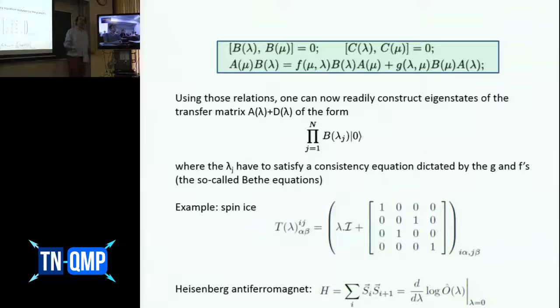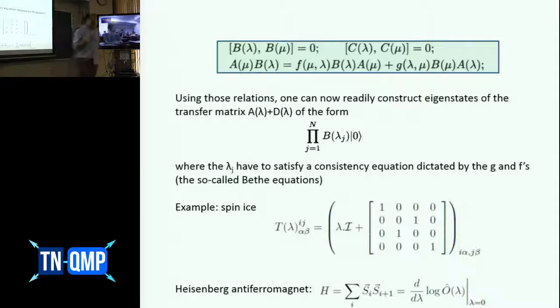So if you take the logarithmic derivative of these MPOs with respect to this parameter, there's no problem whatsoever in taking a derivative because all these matrix product operators commute with each other. If you take this logarithmic derivative and put lambda equal to zero at the end, this is exactly the Heisenberg antiferromagnet. And that's how you connect statistical physics with all these things.